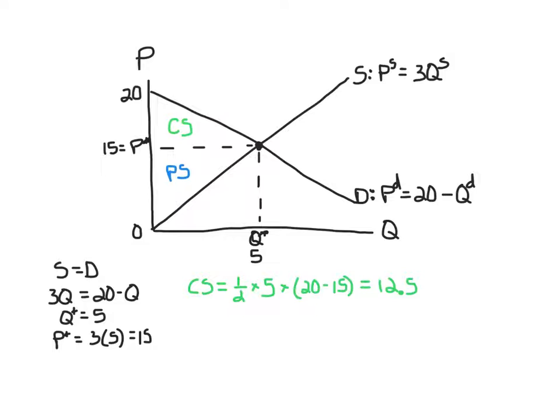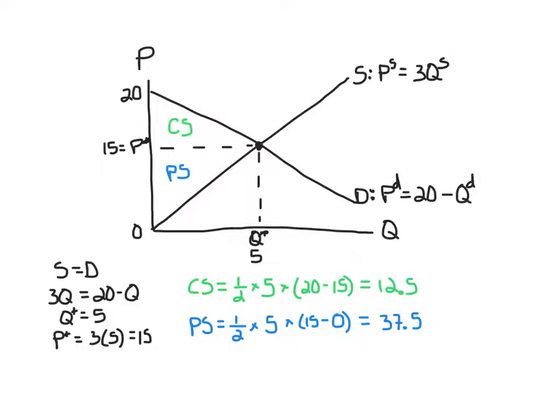And now let's calculate producer surplus, which is equal to the area of the lower triangle, so 1/2 times the width of the triangle, which is 5, times the height, and in this case, since the y-intercept of the supply curve is 0, it simplifies things a little bit for us, but that's not always the case. So that ends up being 37.5.